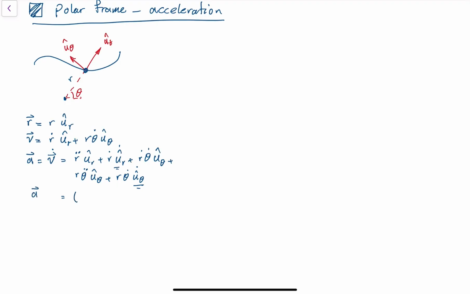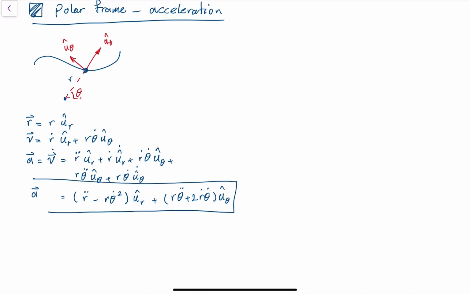Acceleration equals r double dot minus r theta dot squared in the radial direction. Plus r theta double dot plus 2 r dot theta dot in the transverse direction. And that is acceleration.